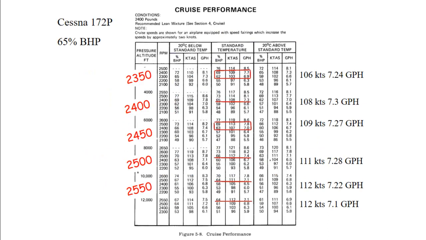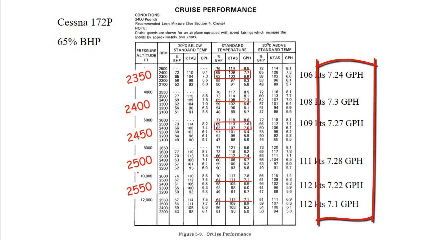So here's a Cessna 172, and I've indicated the power settings that give us 65% brake horsepower. And you'll note that that gives us about the same fuel consumption regardless of our altitude here. It only varies by a tenth of a gallon per hour or so, all the way across the board, maybe 2/10.